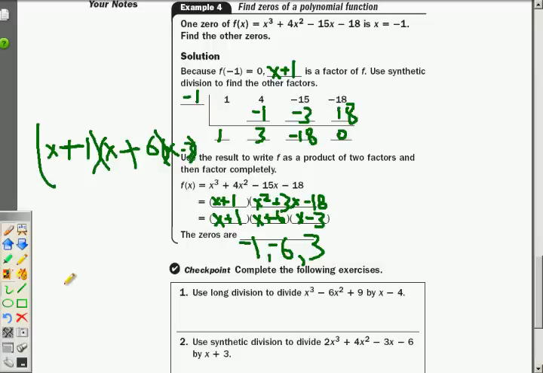You guys go ahead and take a look at that checkpoint 1, 2, 3, and 4. I'll show you the answers and we can answer any of your questions tomorrow.